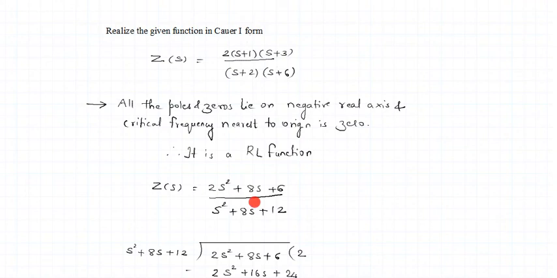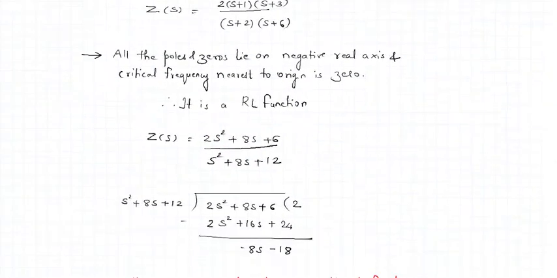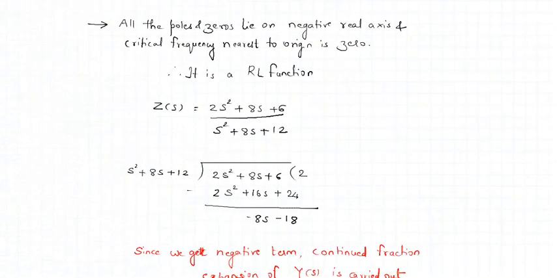We'll now apply the continued fraction expansion. We will check whether the system has a higher order in the numerator than the denominator so that we can perform the division. We observe that both the numerator and denominator are at the same order and we need not do any rearrangement. We can continue the division here.